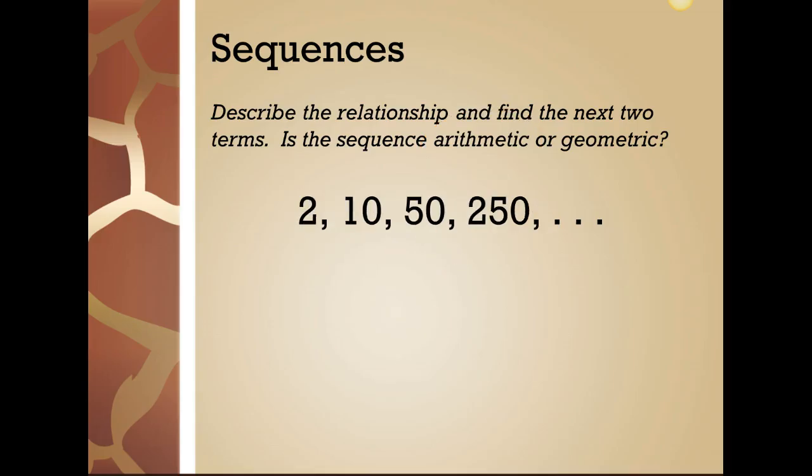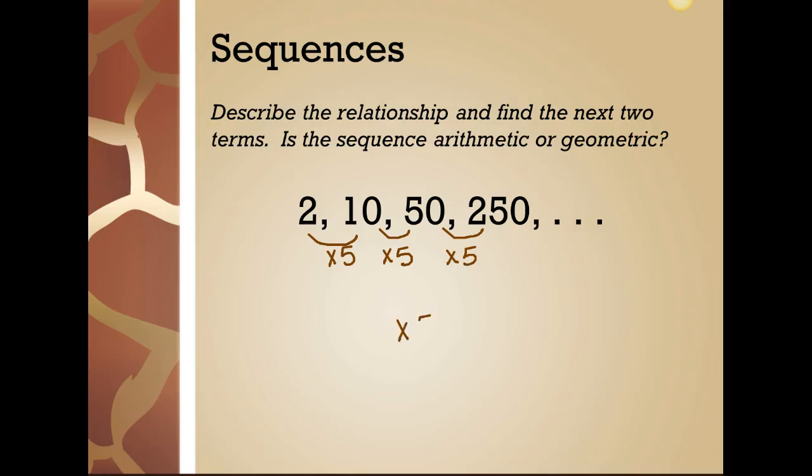Let's take a look at this sequence, describe the relationship, and find the next two terms. Then we'll determine if it's arithmetic or geometric. To get from 2 to 10, we would either add 8 or multiply times 5. We'll have to continue checking out further terms to see which one holds true. 10 plus 8 is 18 and not 50, so it doesn't look likely that we're adding 8 each time. However, 10 times 5 is 50. It looks like our relationship is going to be times 5.